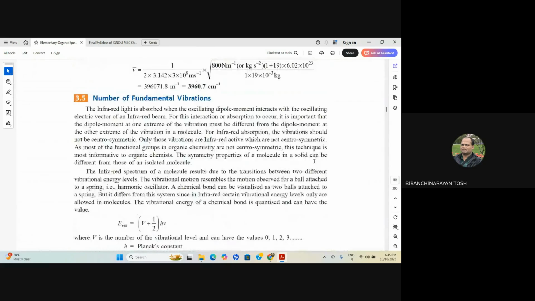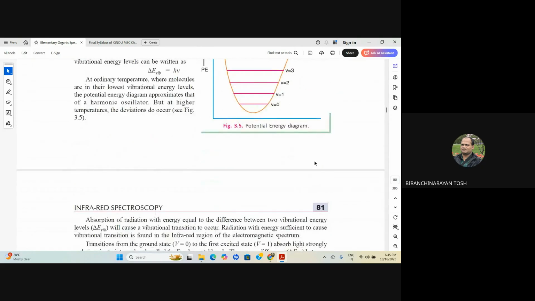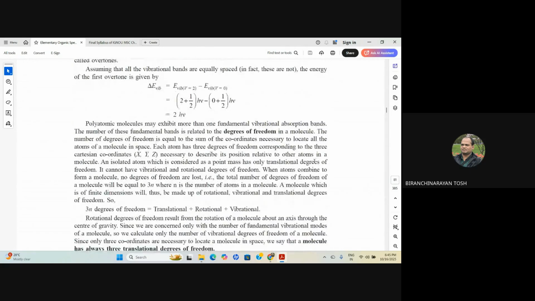So how do we find the number of fundamental vibrations? We can find the translational frequency and the rotational frequency. There is a rule to find the vibrational frequency, because the total number of degrees of freedom is 3n, where n is the number of atoms in a molecule. If there is only one atom, the total number of degrees of freedom will be only 3, which are the three translational degrees of freedom.